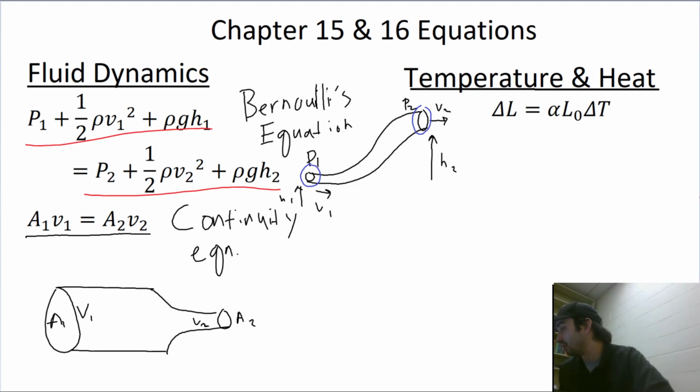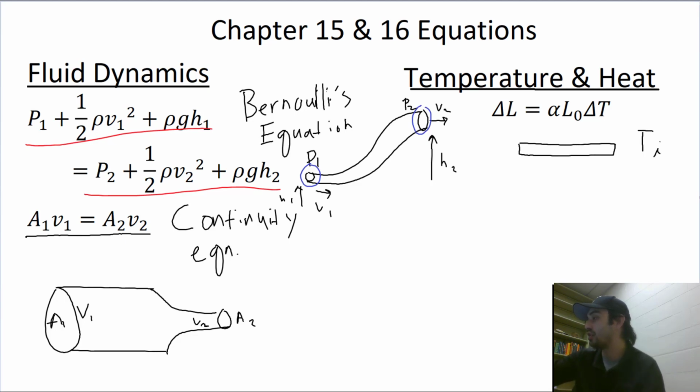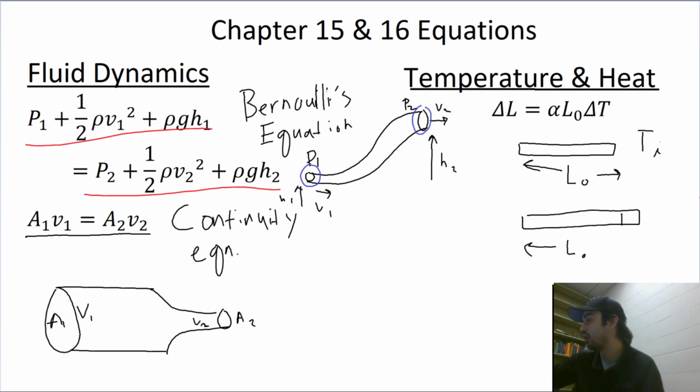The next important equation that we need to discuss is the linear expansion equation for a metal if you increase its temperature. And so let's say that we have some metal bar here, and it's at some temperature we'll call Ti, and it has an initial length of L0. We want to see how much larger this bar gets. So this is going to be the same length, L0. This is going to be some change in length if we increase this temperature to some Tf.